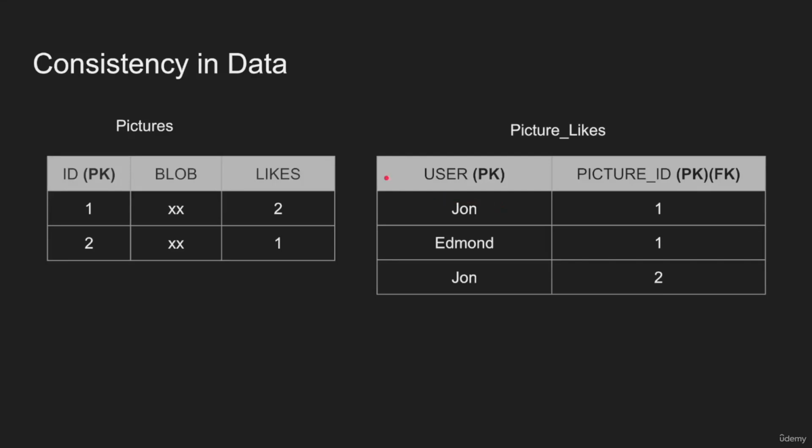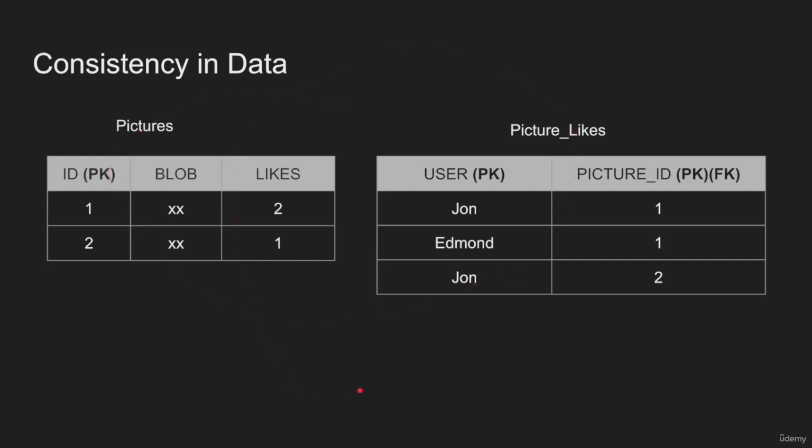Here's an example. Let's assume you're building some sort of an Instagram data model here. So you have the pictures table. You have an ID. You have a blob of the picture, binary large object, and the number of likes that this picture got. And then we have a tracking table that says, okay, John has liked picture 1, and Edmond has also liked picture 1, and John also liked picture 2. So you have certain referential integrities here.